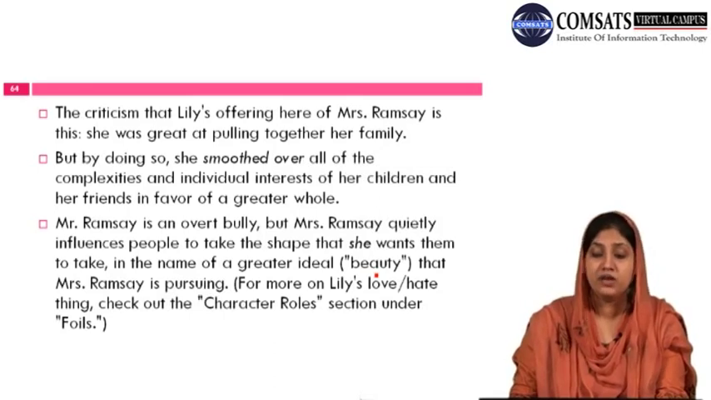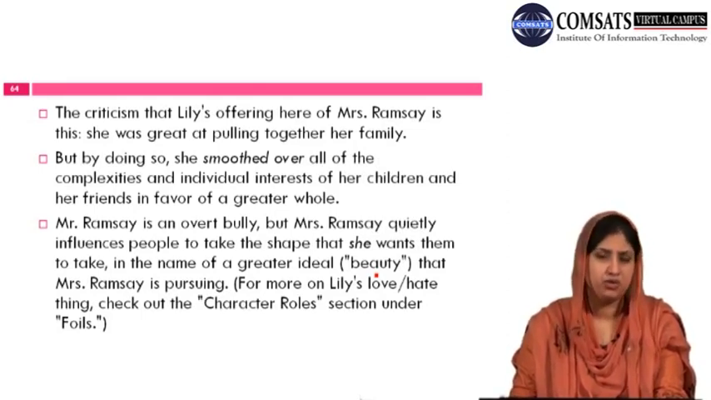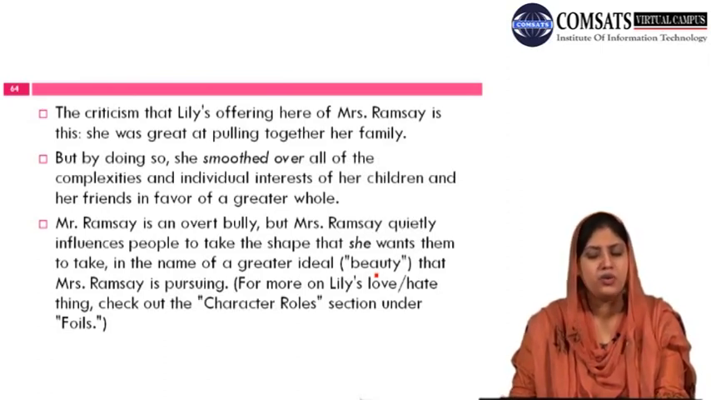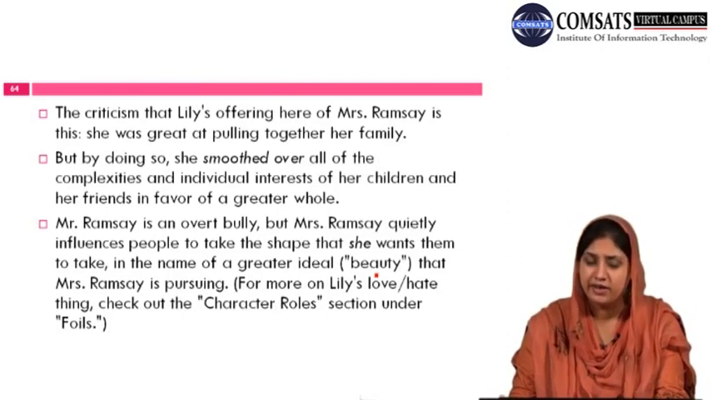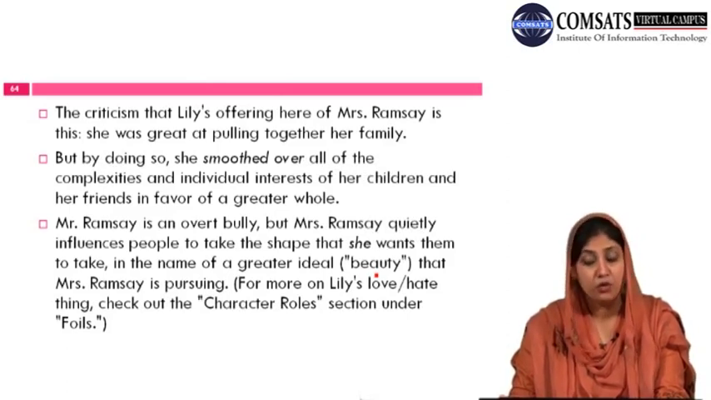The criticism that Lily is offering here of Mrs. Ramsey is this: she was great at pulling together her family, but by doing so, she smoothed over all of the complexities and individual interests of her children and her friends in favor of a greater whole. Mrs. Ramsey is not an overt bully, but Mrs. Ramsey quietly influences people to take the shape that she wants them to take, in the name of the greater ideal, beauty, that Mrs. Ramsey is pursuing. For more on Lily's love-hate thing, we can do the character roles section for Lily.